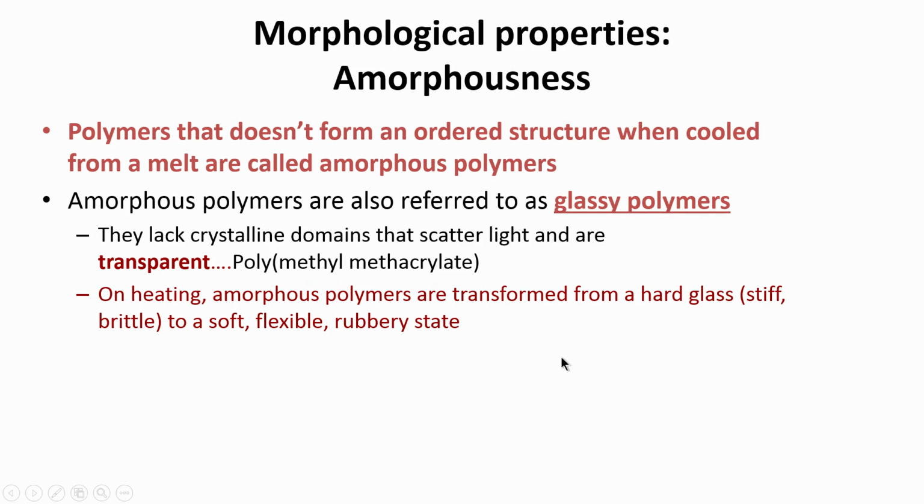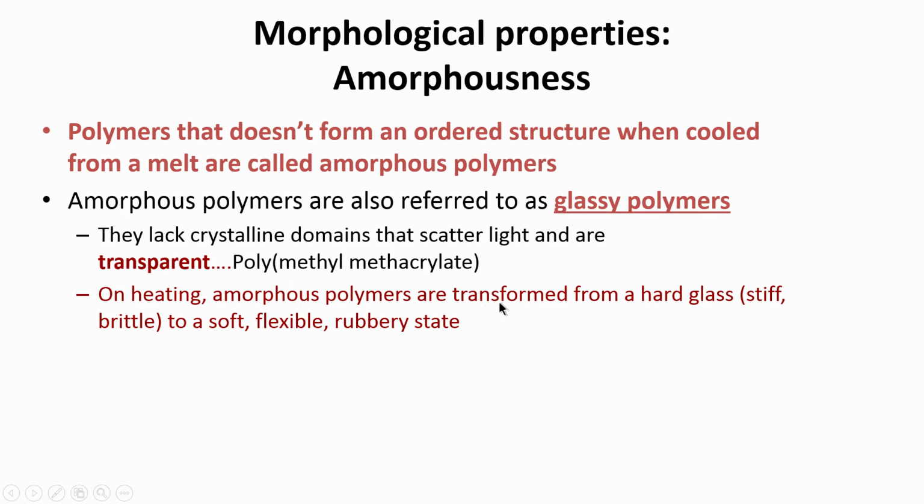And then like crystallinity, there is also amorphousness. Not all polymers exhibit crystallinity. There are polymers that are amorphous. Some polymers do not really form any ordered structure even though you can cool them down from the melt state, and these polymers are called amorphous polymers, and sometimes they are also referred to as glassy polymers. They essentially lack any kind of crystalline domains that scatter light. So, they are typically transparent.